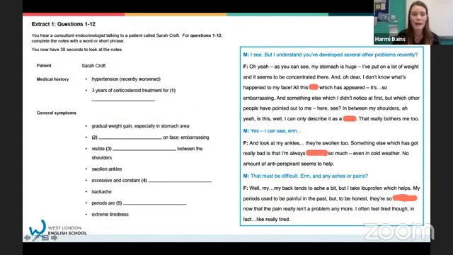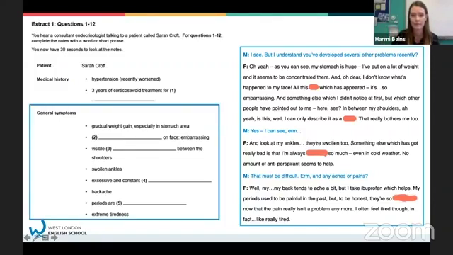Now, what I am going to do, I've got a little task for you. I would like you to have a look at these bullet points in general symptoms and see if you can match the bullet points with the transcript. So I'll just give you about 30 seconds to do this.